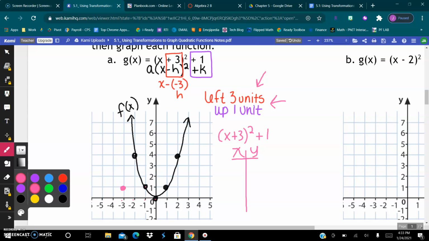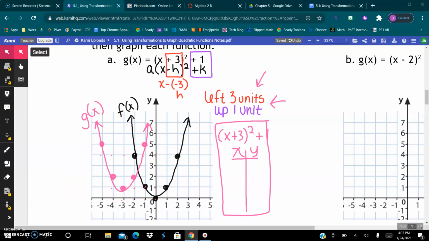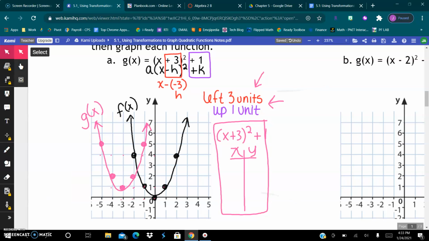This one, I would move 1, 2, 3, and up 1. And then 1, 2, 3, and up 1. So I'm going to have to do that to every point. And then I have my new g of x graph. So I think that's a little bit easier than plugging in a number and making this t-chart over here, but that's always an option. But I think that takes a lot more time.